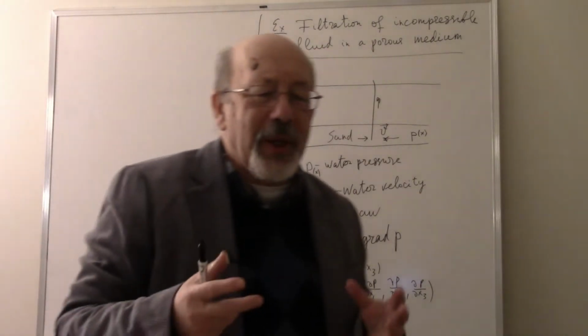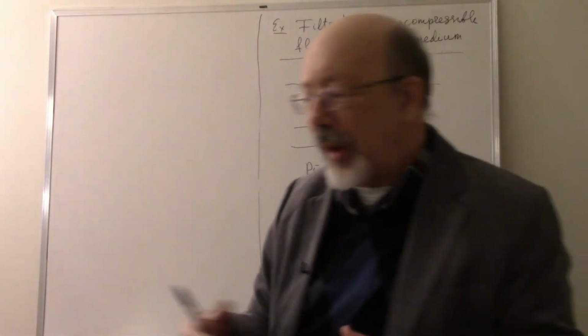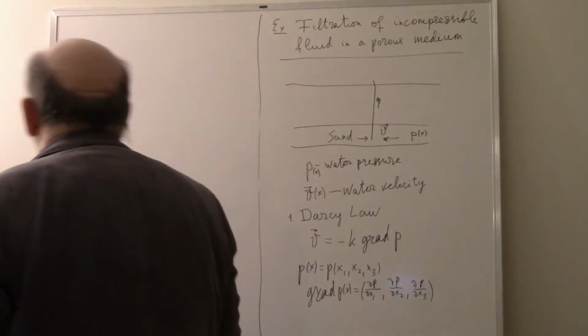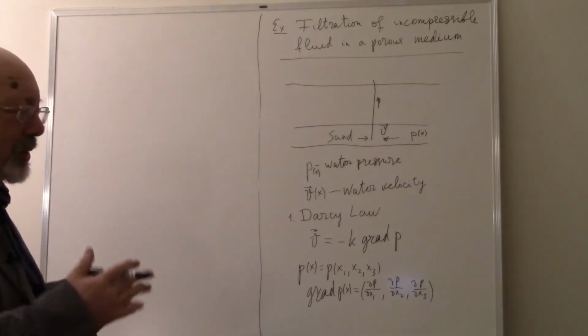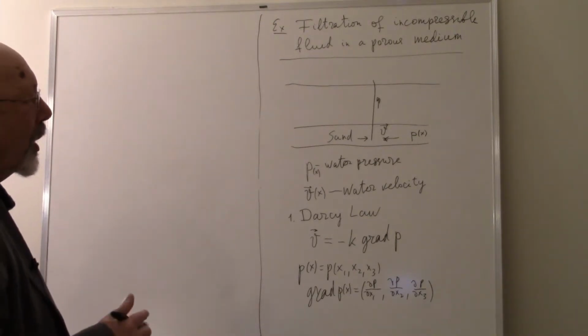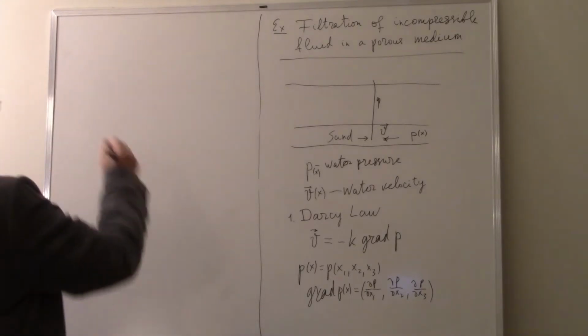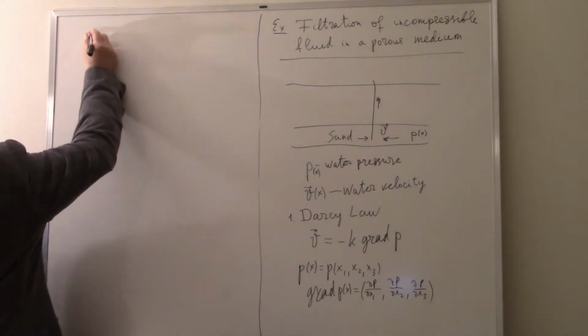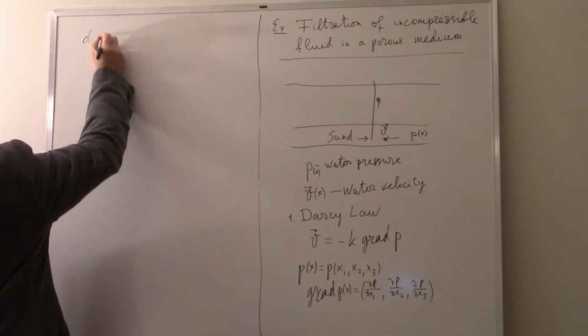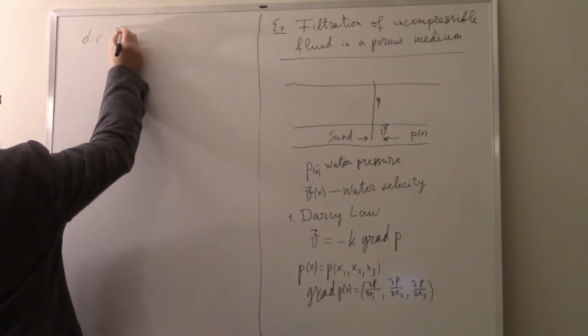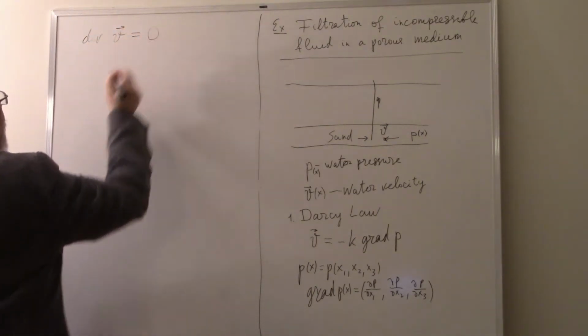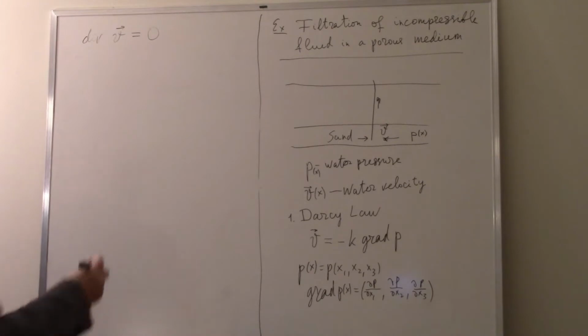No, water is practically incompressible. We require very high pressure to considerably decrease the volume of water. So what does it mean? This means that divergence V is 0. So what is divergence V?